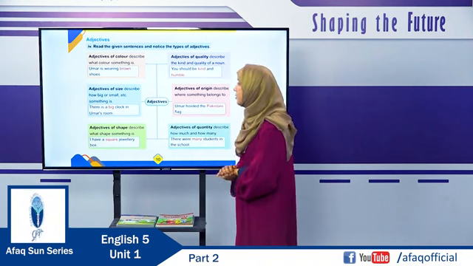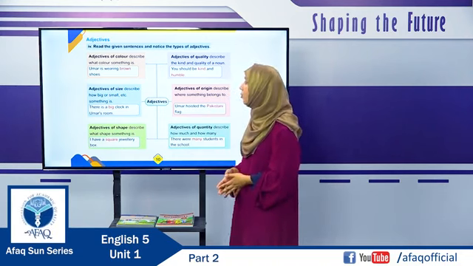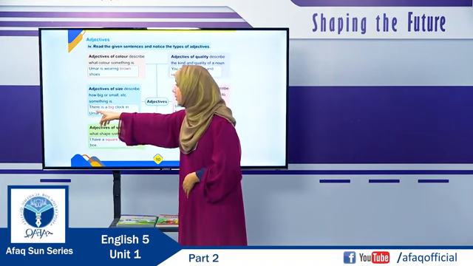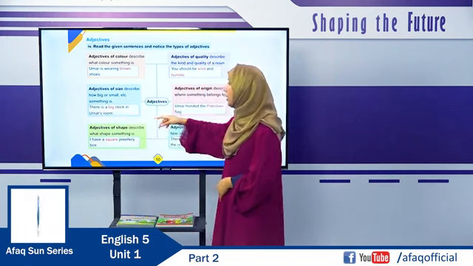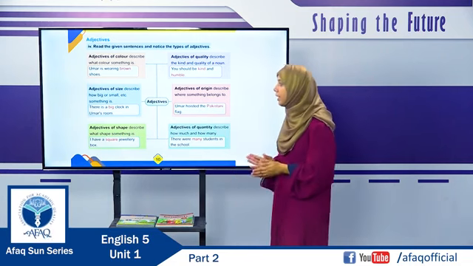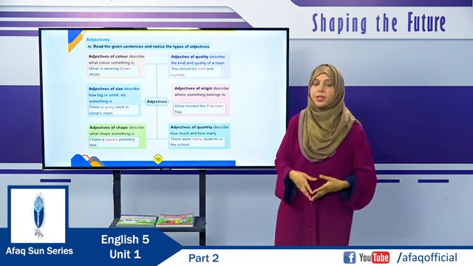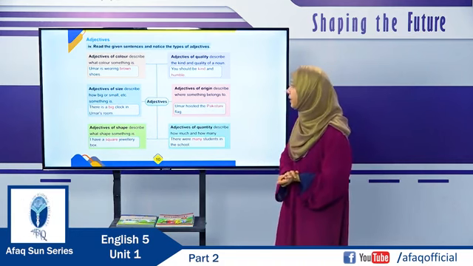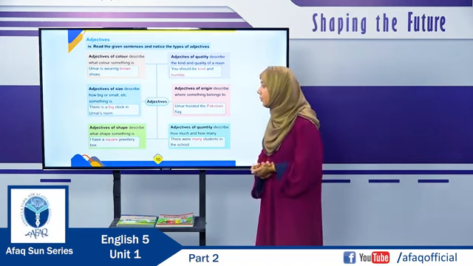Then we have adjectives of size that describe how big or small something is. For example, there is a big clock in Umar's room. Big is the adjective that is telling the size of the clock in Umar's room. Therefore, this is an adjective of size.